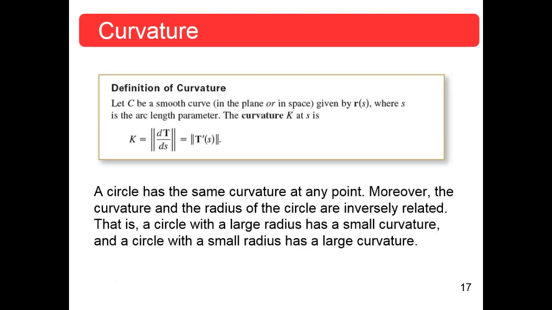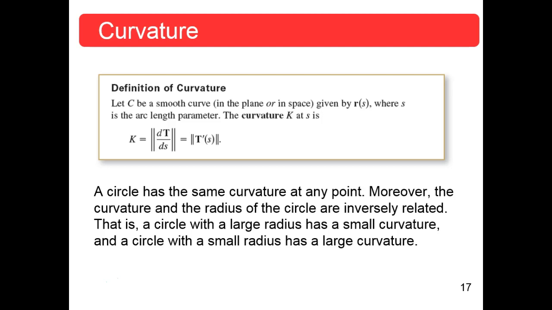So here's your definition of curvature. Let C be a smooth curve, either in the plane or in space, given by r of s, where s is the arc length parameter. The curvature K. Now this book calls it capital K. The last several books I've taught from called it kappa, the Greek letter kappa, for curvature. Fine, you can call it anything you want to.